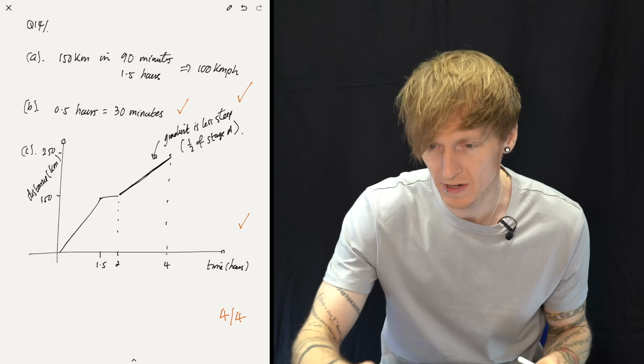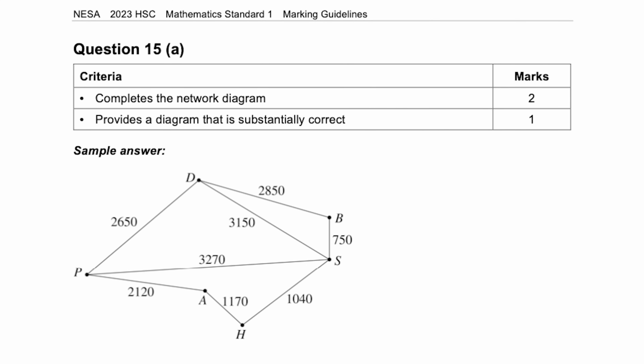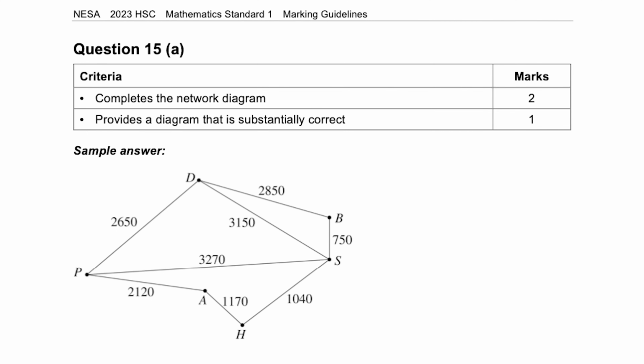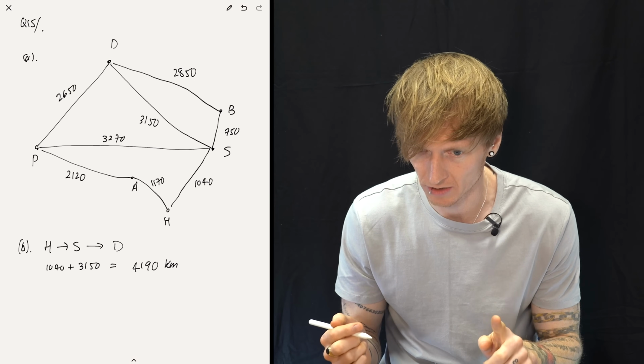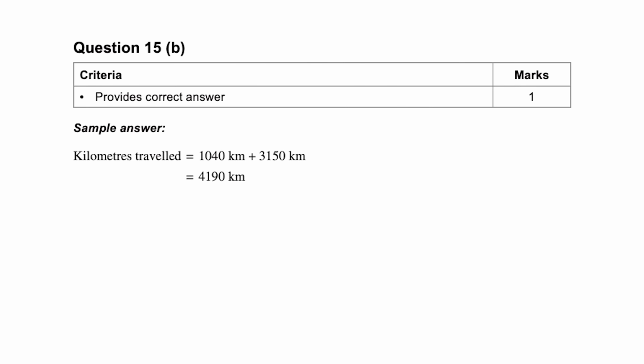Okay, question 15. This is the planes flying around Australia. Learned a lot about Australian geography. Complete the diagram. Right, 2650, 3270, 2120. Yeah. I'm going to assume this is all correct. That looks good for 2 out of 2, and then 4-1. Brilliant. 3 out of 3.